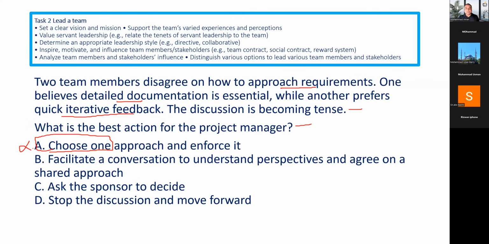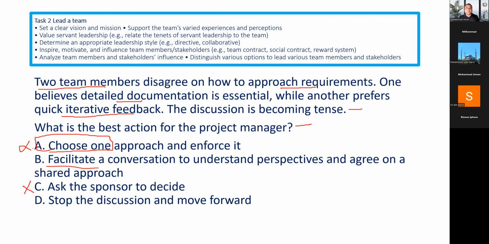Facilitate a conversation to understand perspectives and agree on a shared approach. By the word facilitate, you should have a doubt that yes, it can be the correct answer, but it doesn't mean I should not go down. I should go down and check. Ask the sponsor to decide. Again, internal team member things will not go to the sponsor. So we made our ground rule that it cannot be the answer.